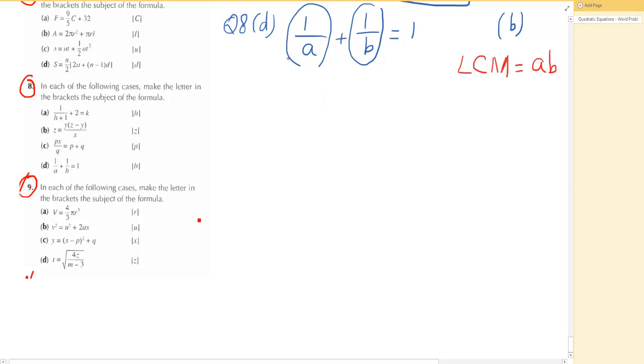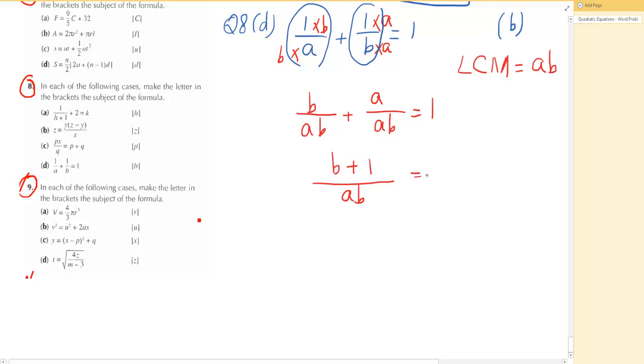So we will multiply B here and B here, and we multiply A here and A here. This will give me B over AB plus A over AB. Now the denominator is the same, so I will convert them into a single fraction. Just putting 1 here, so we have a single fraction on both sides. Now I can apply cross multiply.